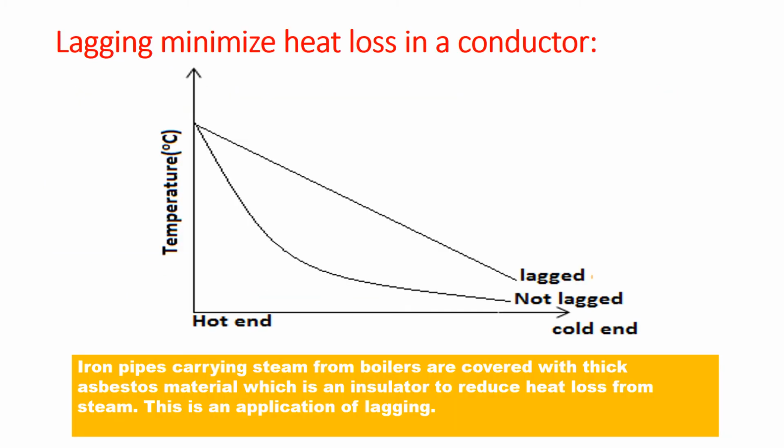The diagram shows two graphs, one for a lagged material and another one for an unlagged material. As you can see, for the one that is not lagged, a lot of heat is lost and the temperature falls very, very fast. But the one that is lagged, yes, heat is lost, but not as much as compared to the one that is not lagged.